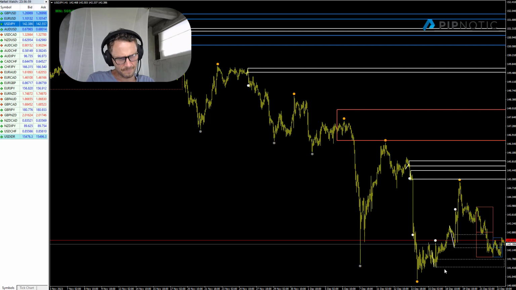We had another one here, qualified. Price came down, poked into the bottom of the zone, and then we had another move higher. So really, really powerful, very, very useful software, as you can see.